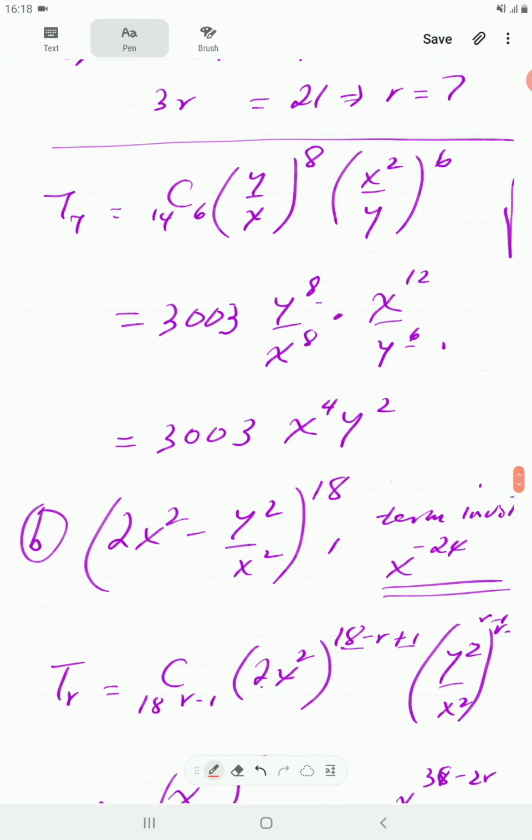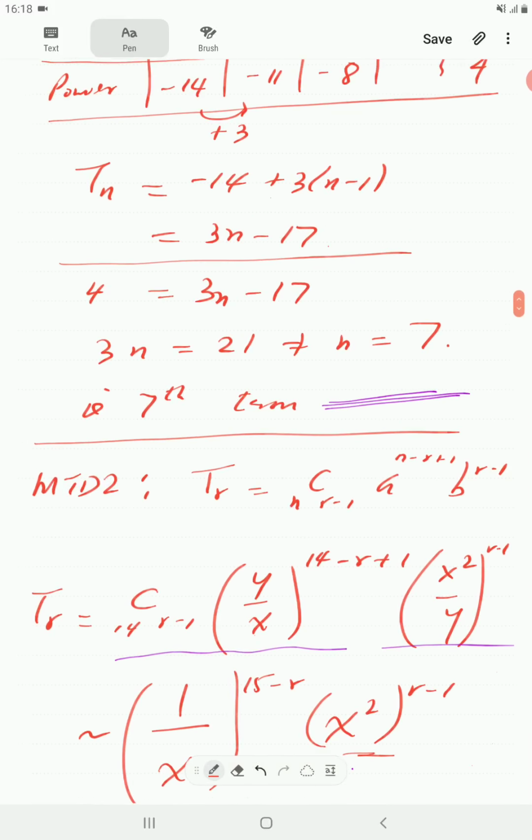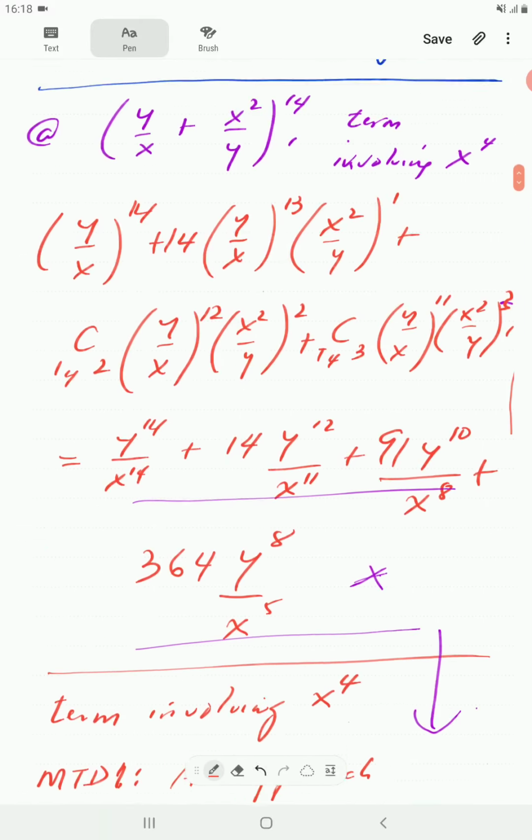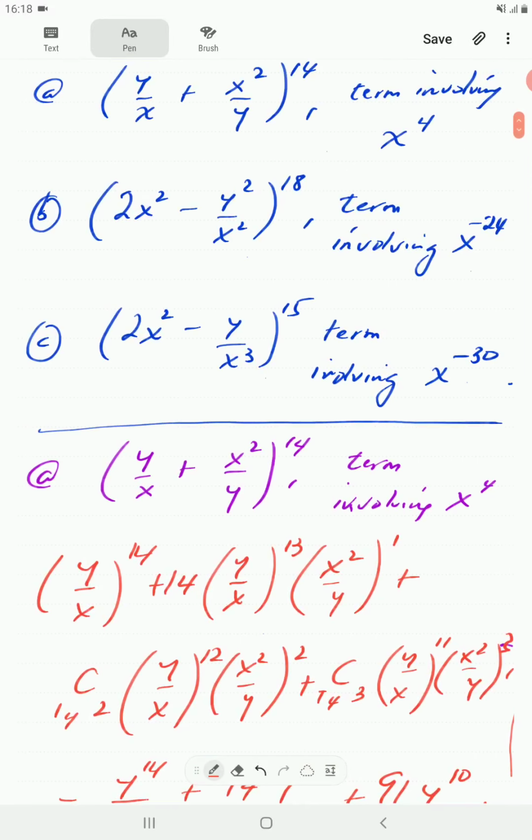Right, so if you want to pause the video and have a go at this example number C here, then when you press play, you'll find our solution.